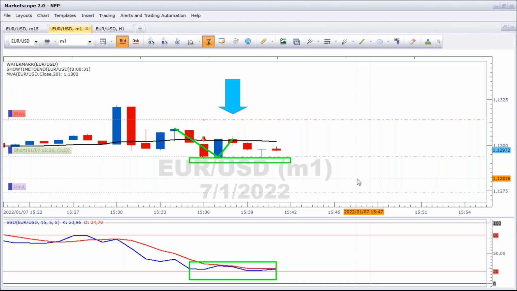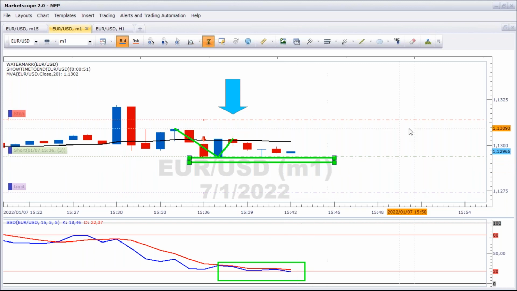Just keep an eye on that stochastic. So it's starting to curl up here, which is really not what I want. Just keep an eye on that. I want it to hit into that 20 and hold. Okay, here's another candle. So we're just wrestling with this support at the moment.